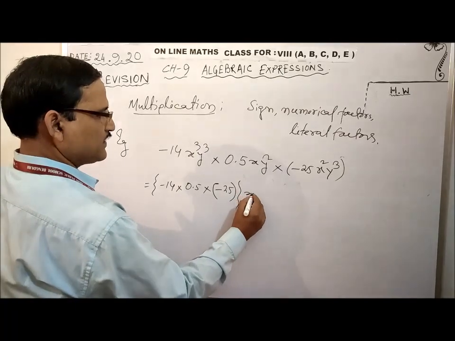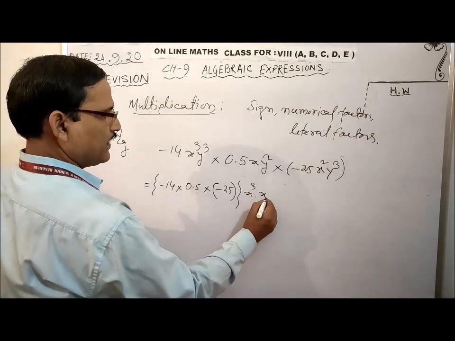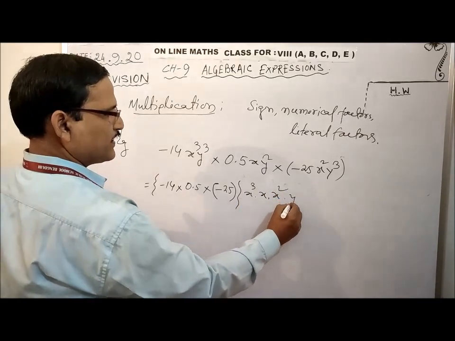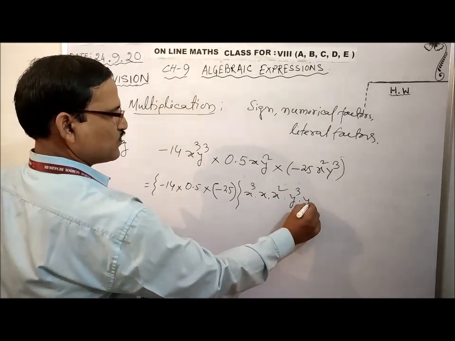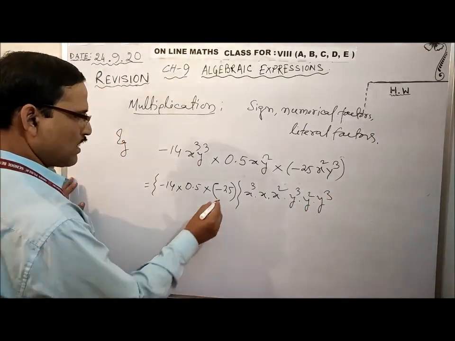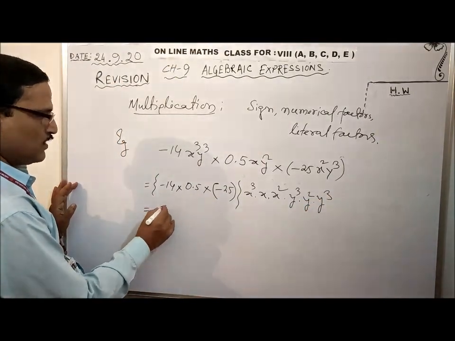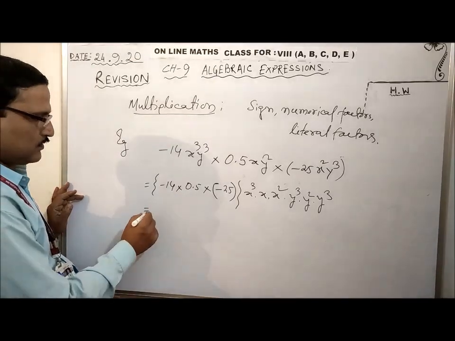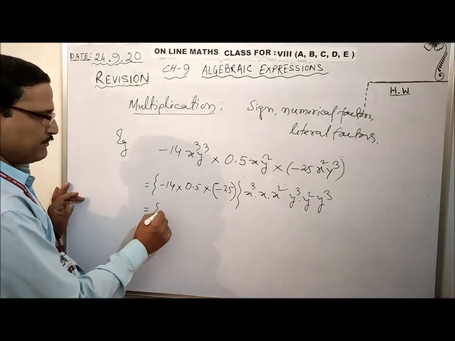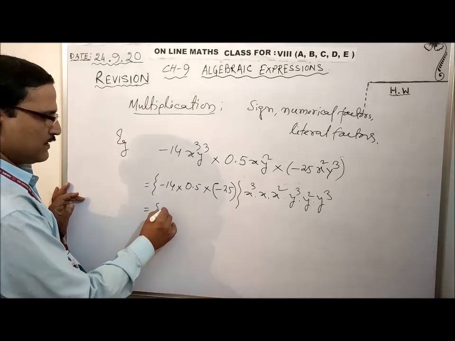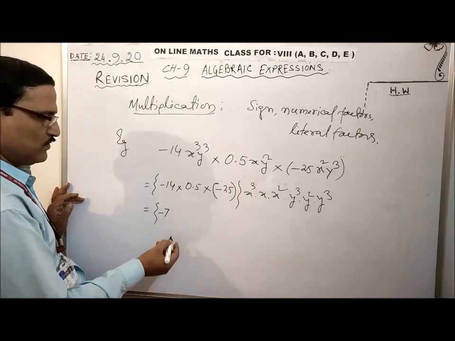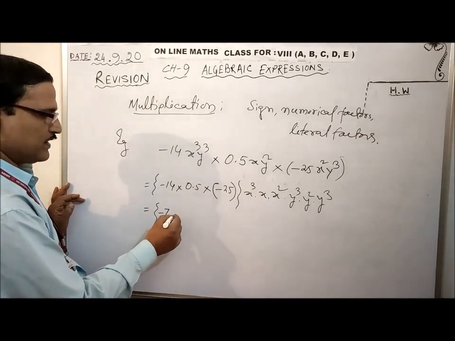Okay, then x cube dot x square, then y cube dot y square dot y cube. Okay, now how can I simplify this one? 14 5s are 70. That means minus 7.1, a decimal is there. You can convert it into a fraction also. That is up to you in what form we will calculate.